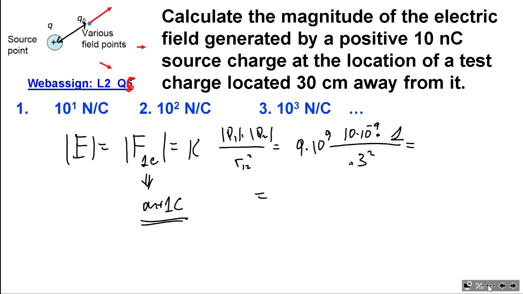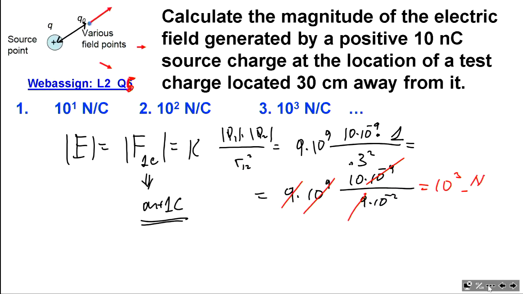So what do we have? 9 times 10 to the 9th, 10 to the negative 9, and 0.3 is 3 times 10 to the negative 1, so 9 times 10 to the negative 2. Can we make it simpler? Yes, we can. 9 and 9. 10 to the 9th, 10 to the negative 9th, 10 to the 3rd, and Newton over a Coulomb.